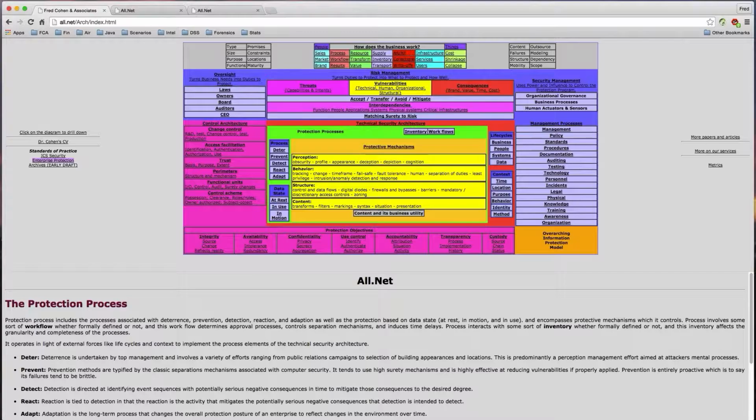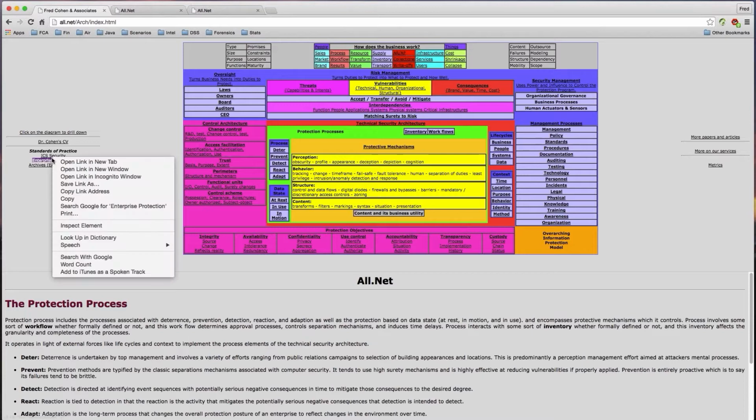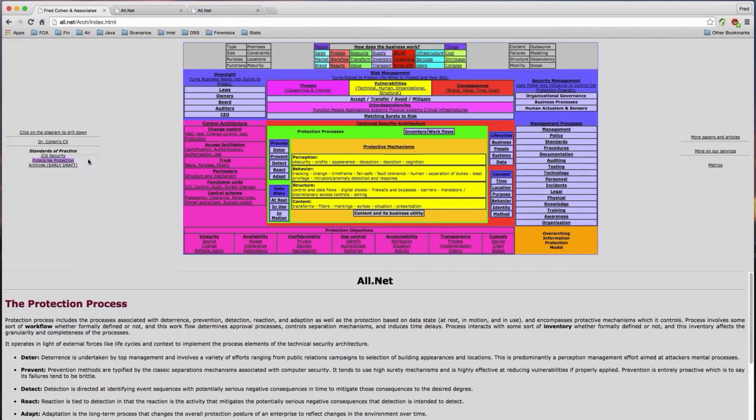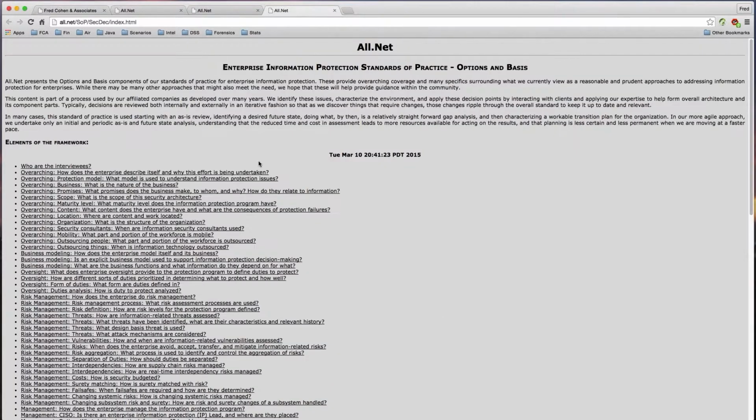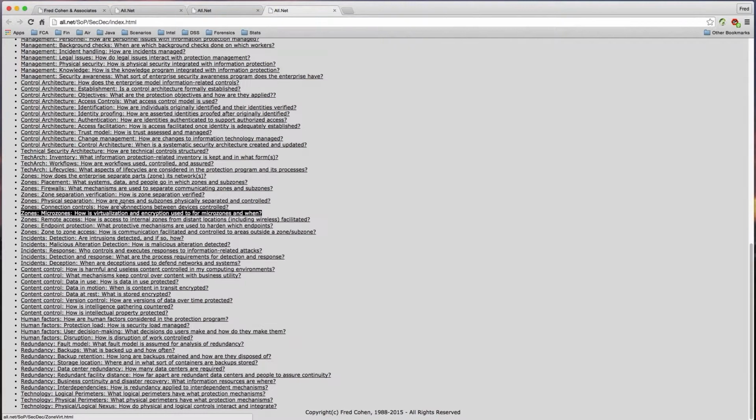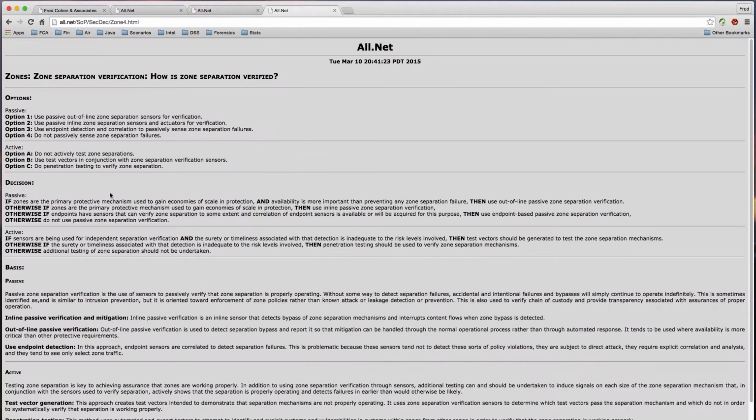And I just wanted to come back to here and identify a little bit more about how you use the standard of practice. This is what we do and what other people do. Once you get there, you go to all.net and click on protection, and you get to here. The standards of practice are identified here. So we've just opened enterprise protection in a window, and it has all the elements associated with the enterprise.